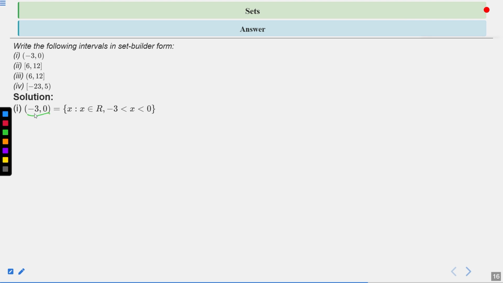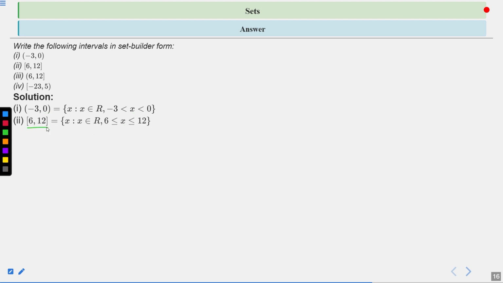For this open interval minus 3 to 0, we are collecting all real numbers. So collection of all x belongs to reals, and we are excluding minus 3 and 0. So we are collecting in between numbers only. So we are going to use strict inequality. So x strictly greater than minus 3 and strictly less than 0.